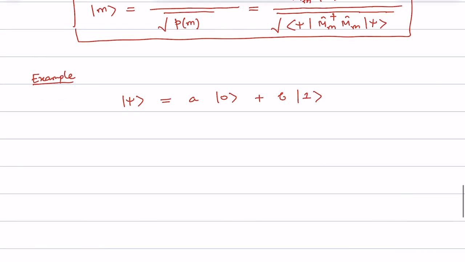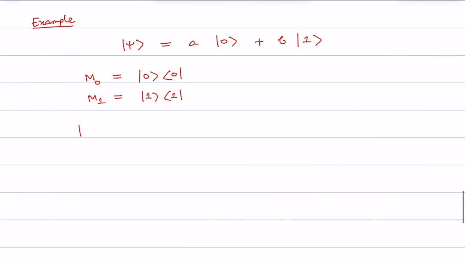So the measurement operators here, we define them like this. We have two measurement operators, and these are the projection operators. One is M0 = |0⟩⟨0|, and another measurement operator is M1 = |1⟩⟨1|. These are the two projection operators, and getting the outcome 0, that means getting the system in the state |0⟩, which I write as P(0), the probability of getting the state to be in the state |0⟩, is given by this expression.